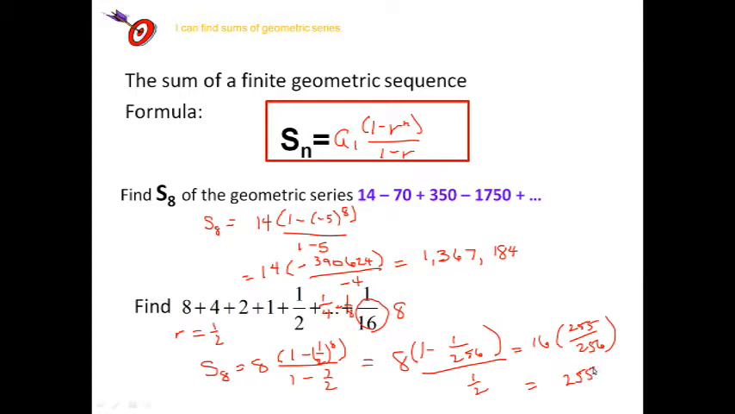I got 255 over 16. Hopefully you got something similar. Okay?